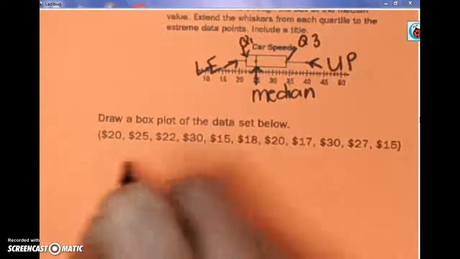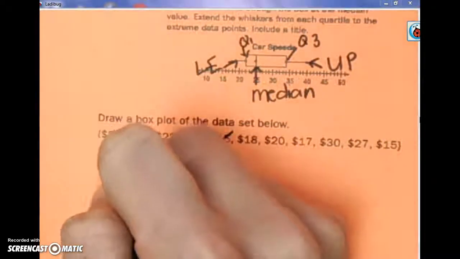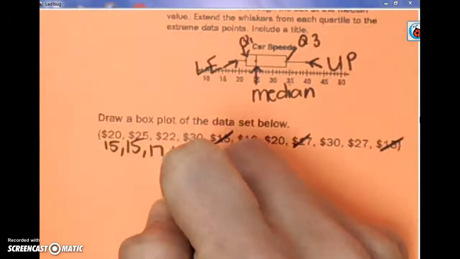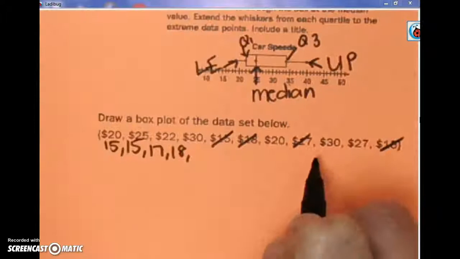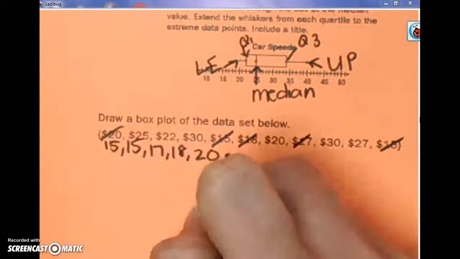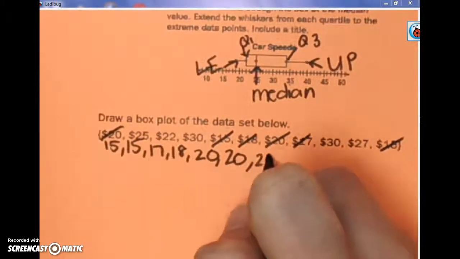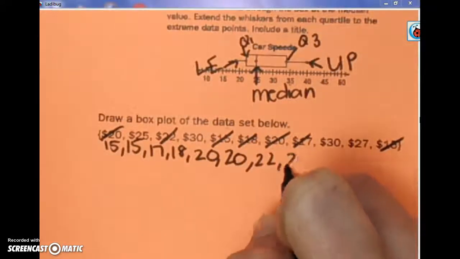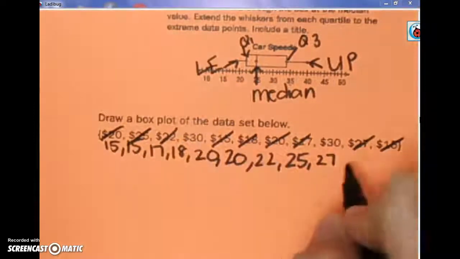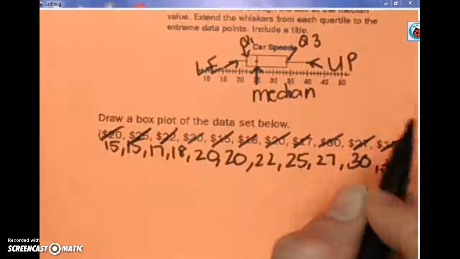So we're going to start off with 15, 15, 17, 18, 20, 20, 22, 25, 27, and then we have 2 30s. So that was step 1.